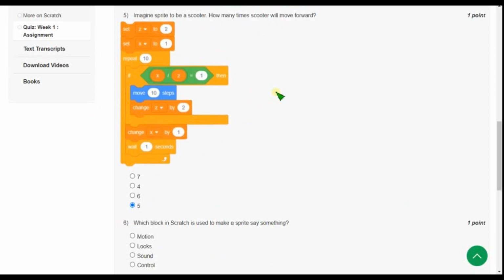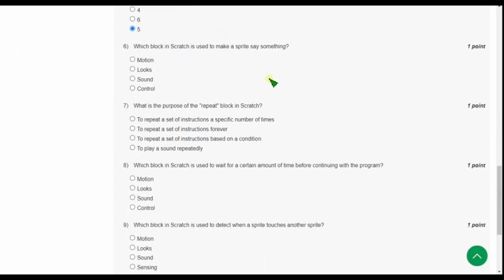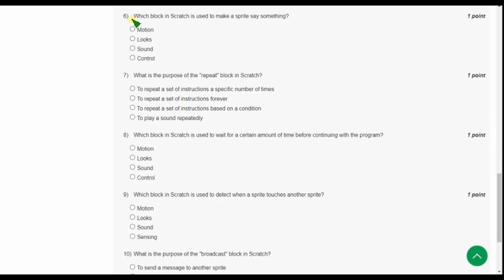Now let's move on to the sixth one. Sixth question, which block in Scratch is used to make a sprite say something? So for sixth question, the correct answer is third option, sound. Sound is the correct option for sixth question.